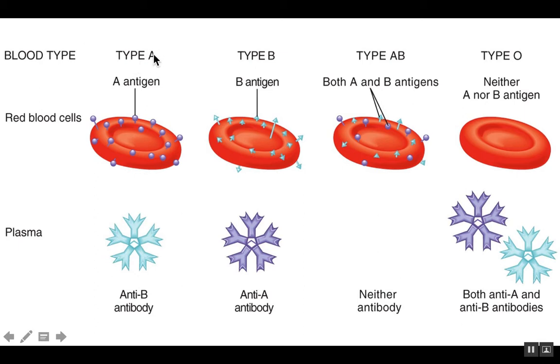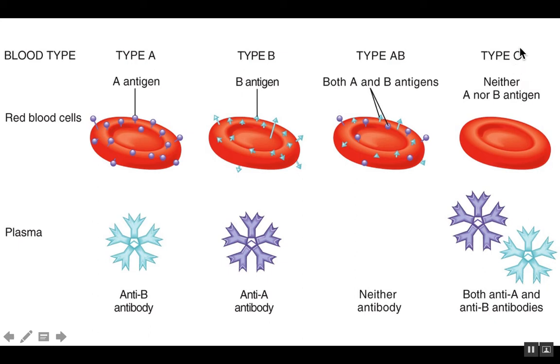because you could be A positive or you could be A negative. You could be B positive or B negative. You could be AB positive or AB negative. You could be O positive or O negative. The first row we've already done. It's showing a red blood cell and what antigens might be on the surface. So if you're type A, you have the A antigen. If you're type B, you have B. If you're type AB, you have both A and B. If you're type O, you have neither A nor B.